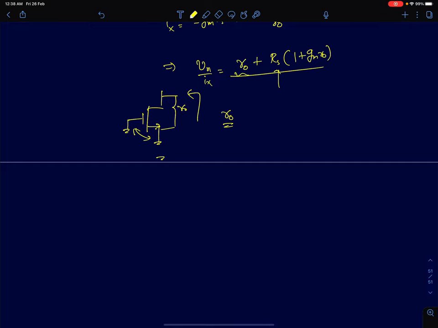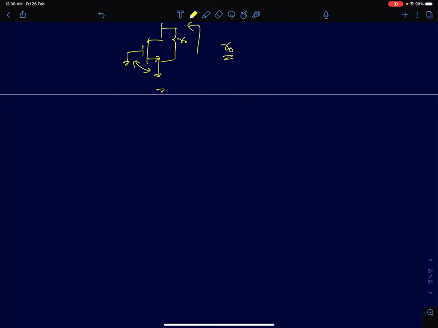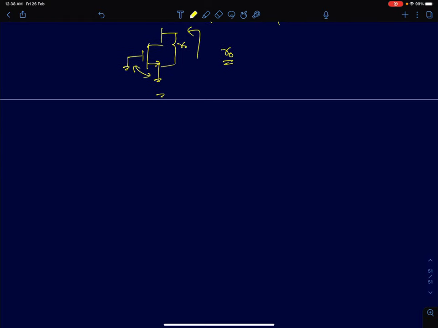If Rs is 0, it should be R0 itself. What if Rs is not 0? Then how do we find the resistance? For that, I'll do a very crude analysis, but it makes a lot of intuitive sense.